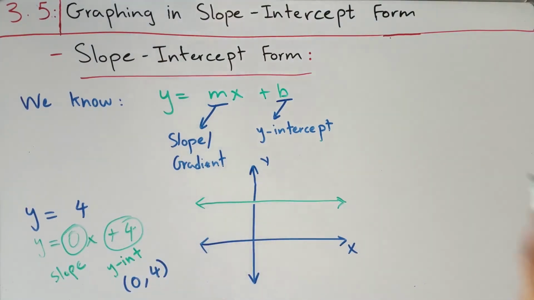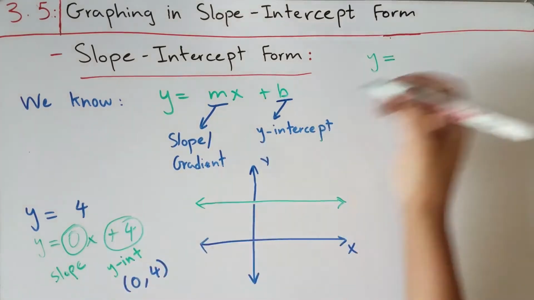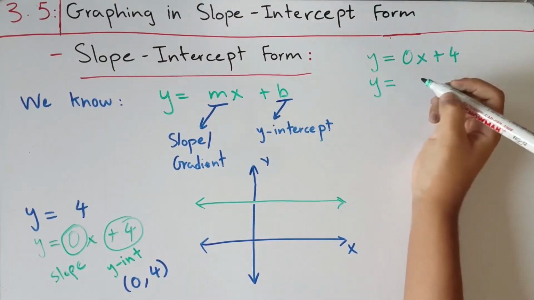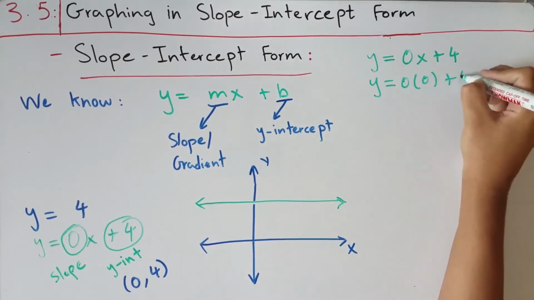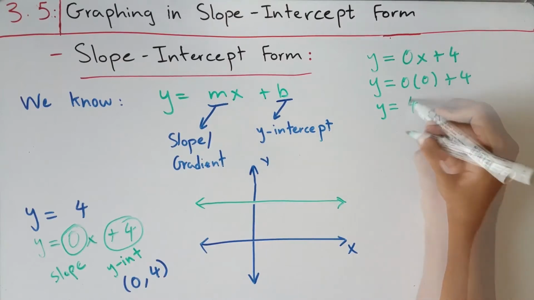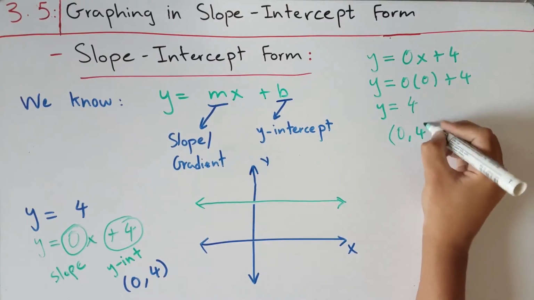So in the equation y equals 4, or y equals 0x plus 4, which is the same thing, if you plug in 0 for x, you get 0 times 0 plus 4. And we know that 0 times 0 is just 0, so you're left with 4. So your y-intercept is at the point (0, 4).